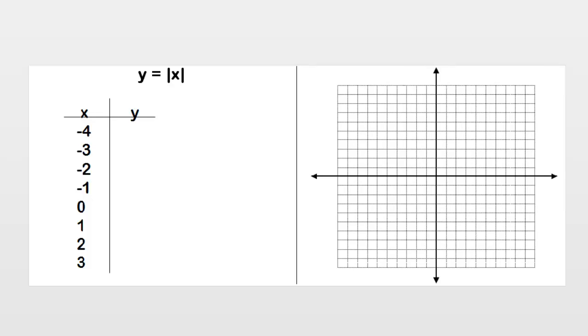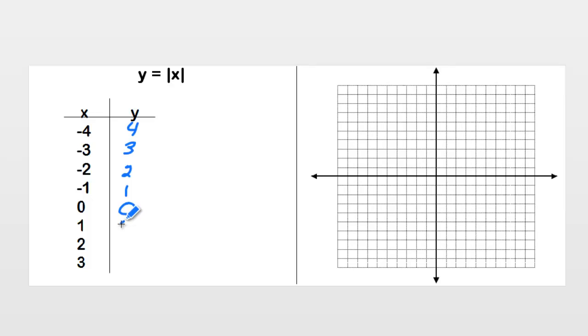If you are asked to graph y equals the absolute value of x, start by plugging in values for x. If x is -4, the absolute value of -4 is +4. When x is -3, the absolute value of -3 is +3. When x is -2, we get 2. The absolute value of -1 is 1. The absolute value of 0 is 0.